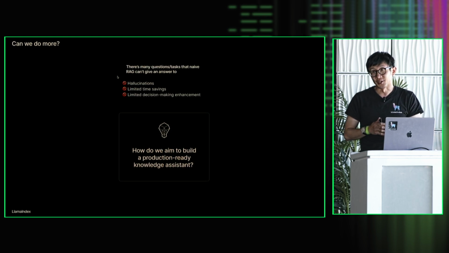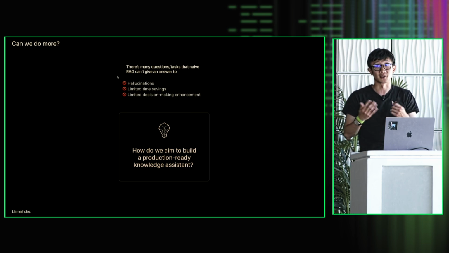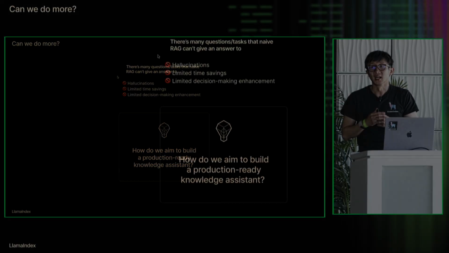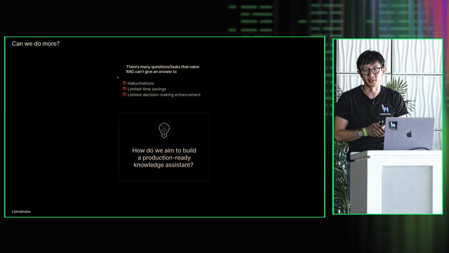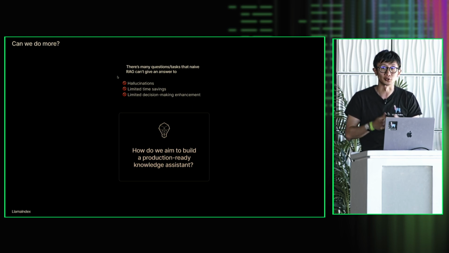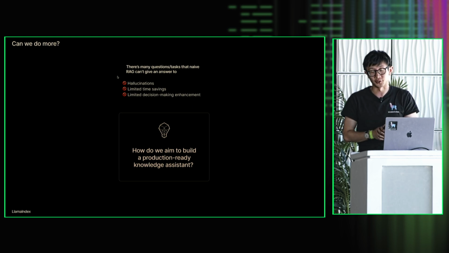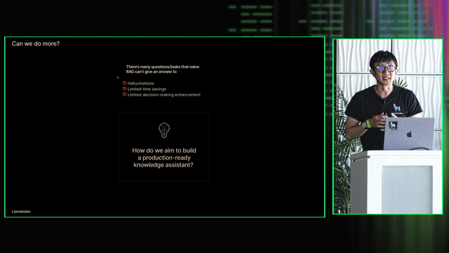So we asked ourselves, can we do more than this? There are a lot of questions and tasks that naive RAG cannot give an answer to. This leads to hallucinations, and end users are not able to really trust the AI chatbot on some set of responses. The next piece is that this gives you limited time savings as the end user. If you're building an internal ChatGPT for your financial analysts, your lawyers, your sales or customer support agents, and it cannot actually do more tasks for you, then it's not really saving you time. And in the worst case, it's actually wasting your time.